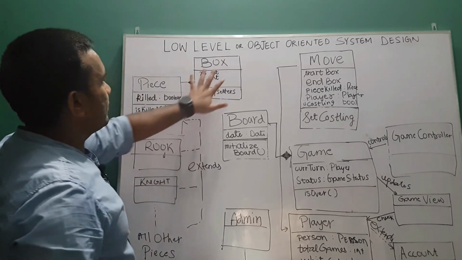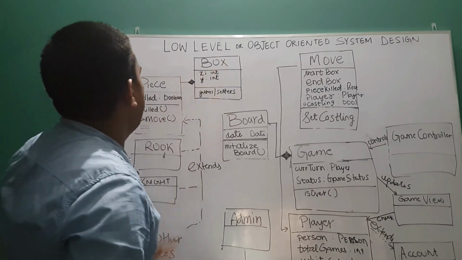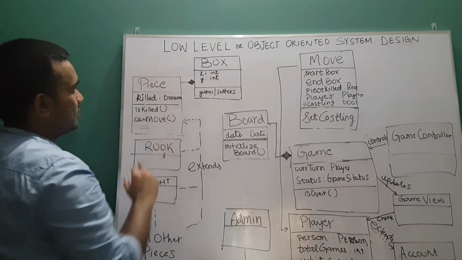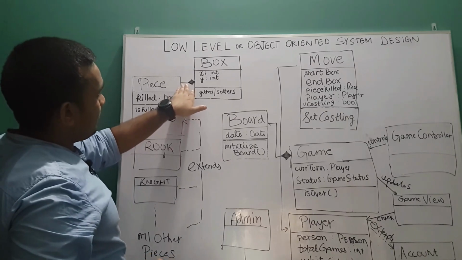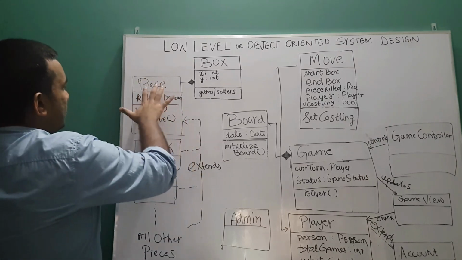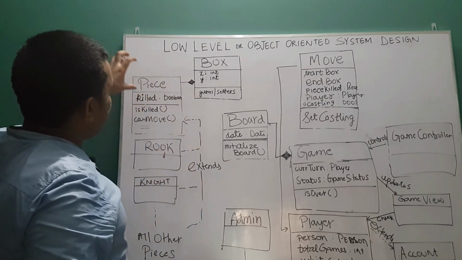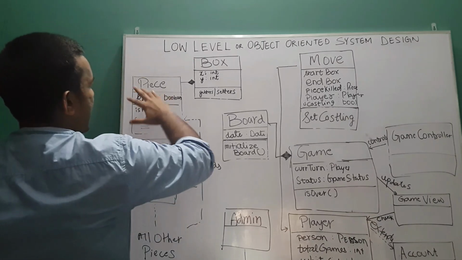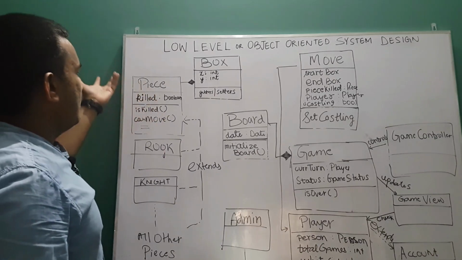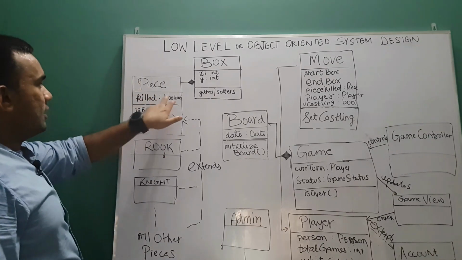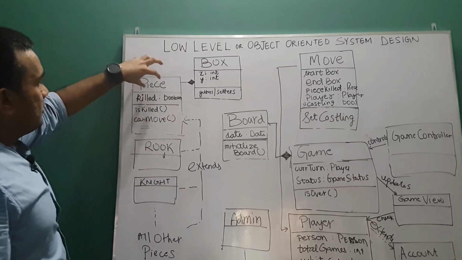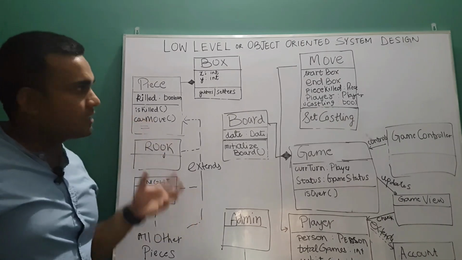So first, as I told you, there is a class Box which will have the position, and this will also contain the piece. So there is a composition between Piece and Box. I explained in the previous video what composition is: the piece cannot exist on its own, it has to be in the Box class. A piece will have a property of whether it is killed or not, which will be a boolean type, and it can be accessed by a method isKilled. Also there will be a method which checks whether the piece can move or not.